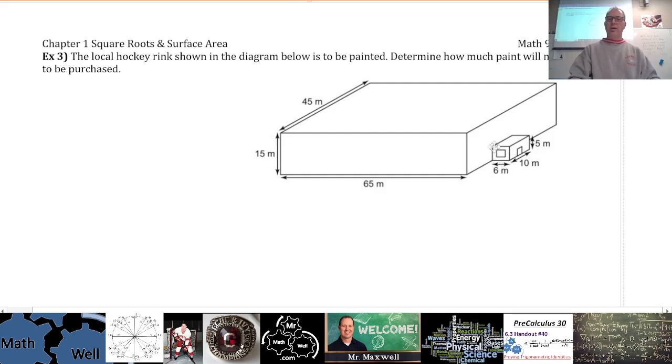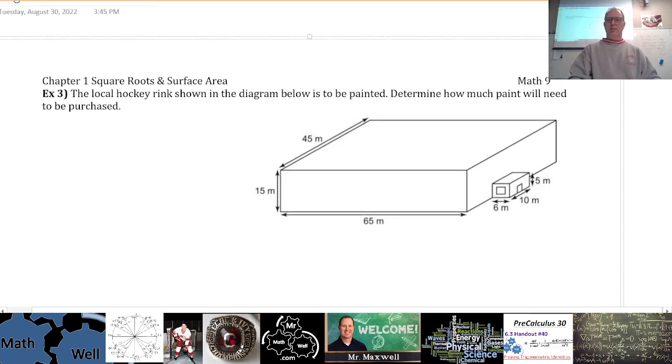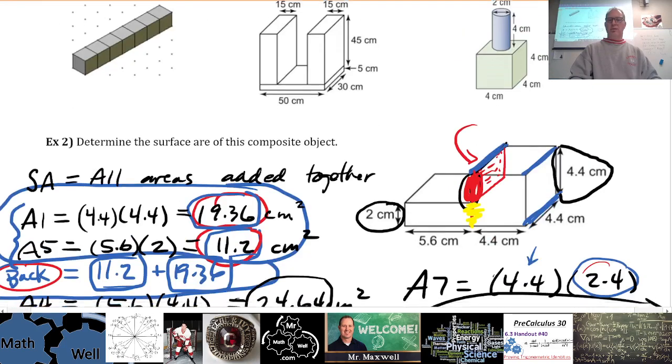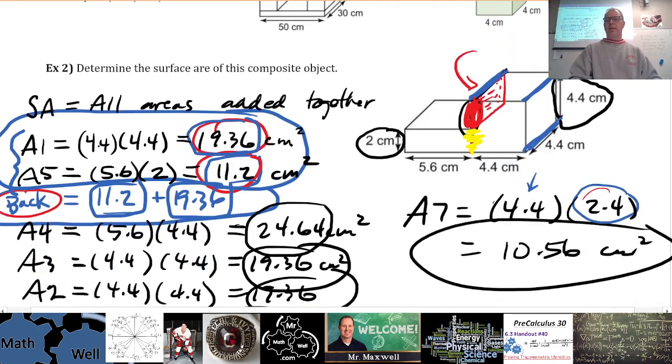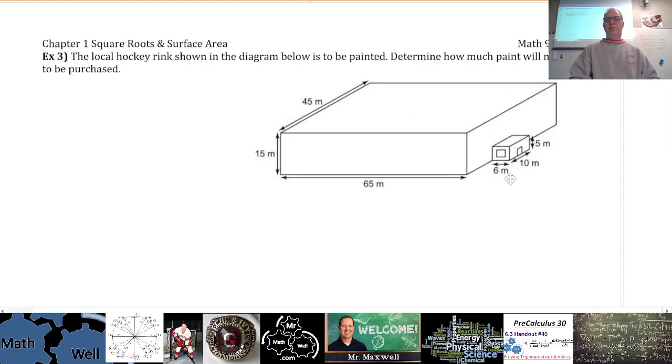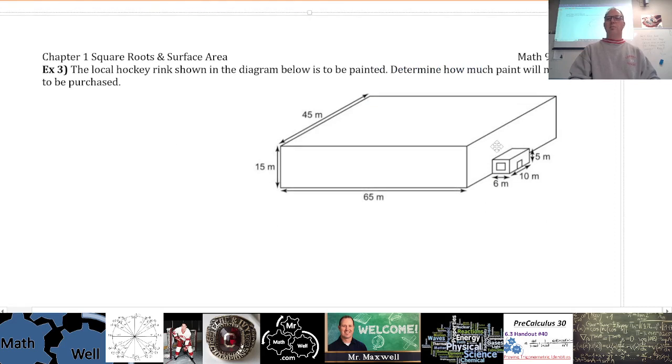What we're going to do is find the area of all the sides of the hockey rink and add those together. In a question like this, like the last question, we found the surface area including the bottom, because that was just a 3D object in space. But in real-life questions like this, we obviously don't have to paint the bottom of the skating rink. It's sitting on the ground, so we don't have to count the bottom.